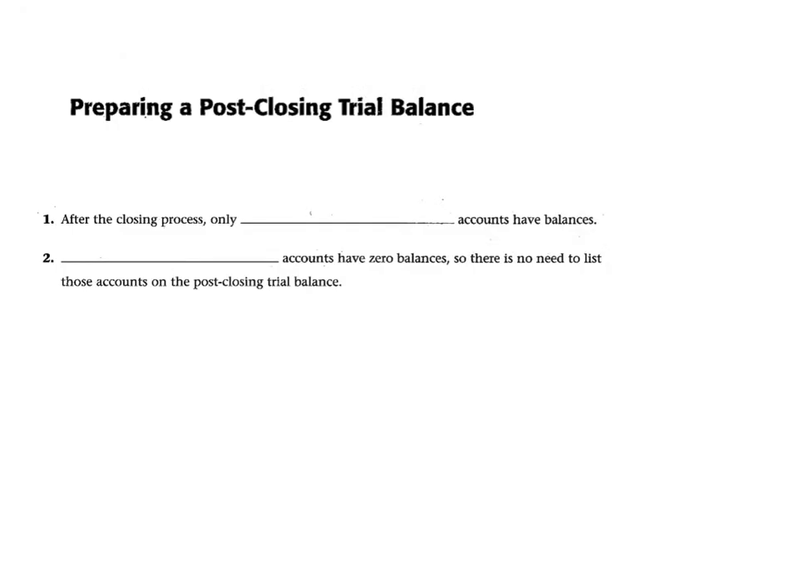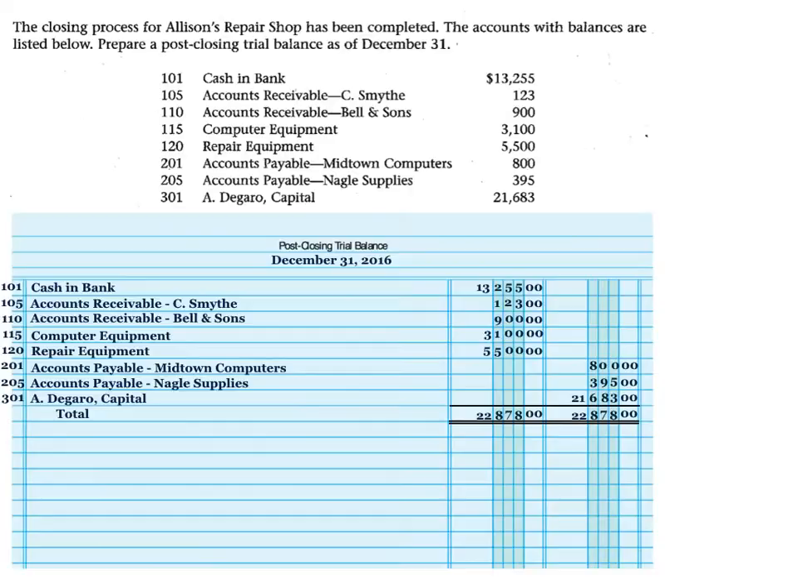Our final steps here are preparing a closing trial balance. Remember, after the closing process, only what kind of accounts have balances? Permanent. Remember, only permanent accounts have balances. After the closing process, all the temporary accounts have been closed out, meaning they have zero balances. So when we create our post-closing trial balance, we don't need to list them.